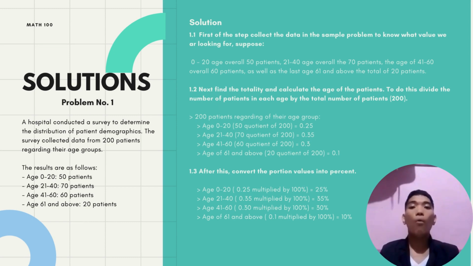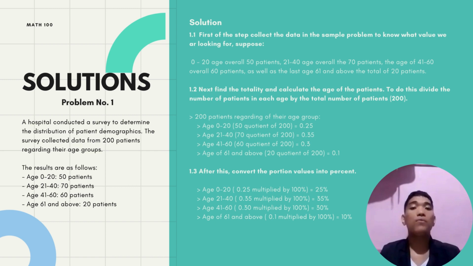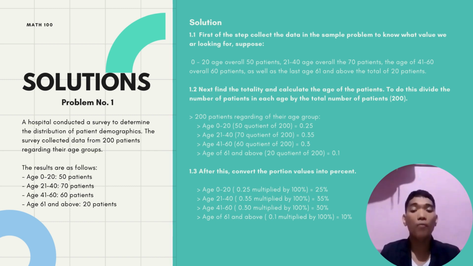First problem. For the first step, collect the data in the sample problem to know what value we are looking for. Suppose age 0 to 20 overall is 50 patients, age 21 to 40 overall is 70 patients, and age 41 to 60 overall is 60 patients, as well as the last, age 61 and above, a total of 20 patients.